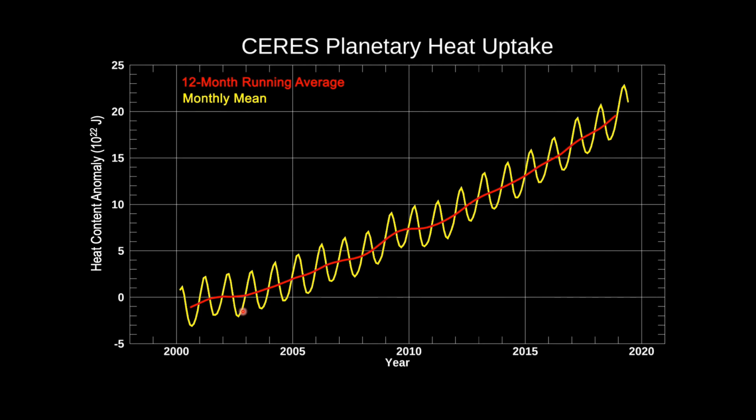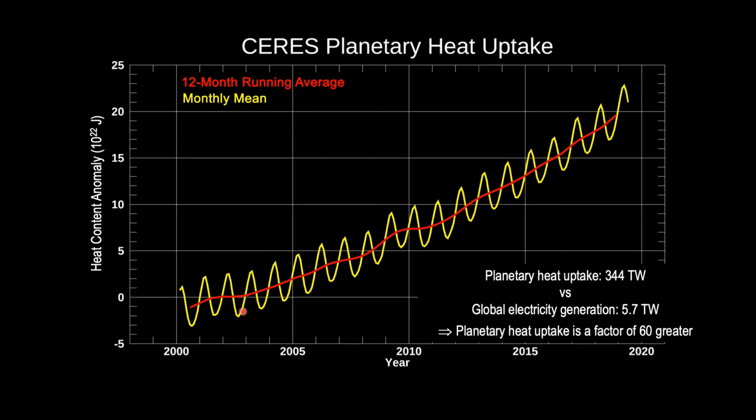So clearly there's been an increase. There's no question that we've been heating the planet based on what we're seeing in the observations. To put this into context, the heat uptake, the rate at which heat is being added, is 344 terawatts. Compare that to the global electricity generation, which is only 5.7 terawatts. So that means the planetary heat uptake is a factor of 60 greater.